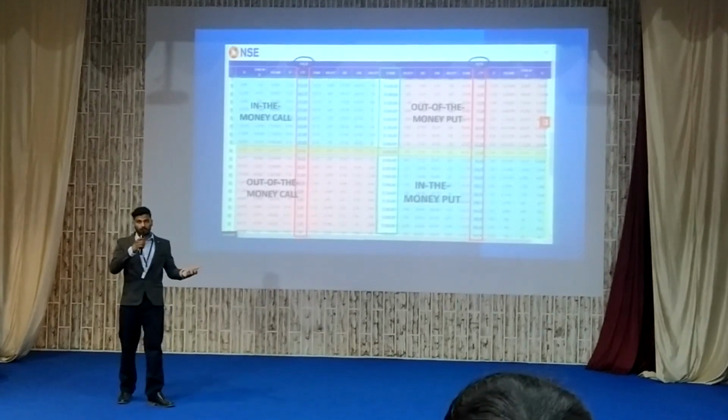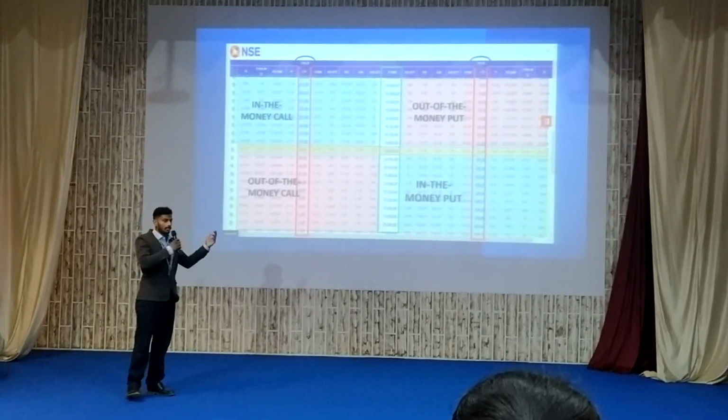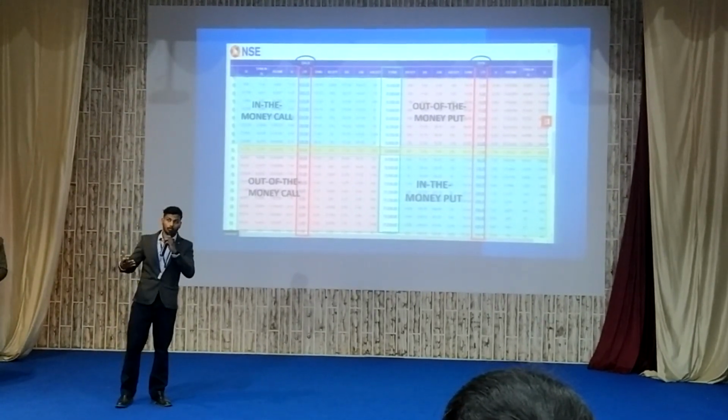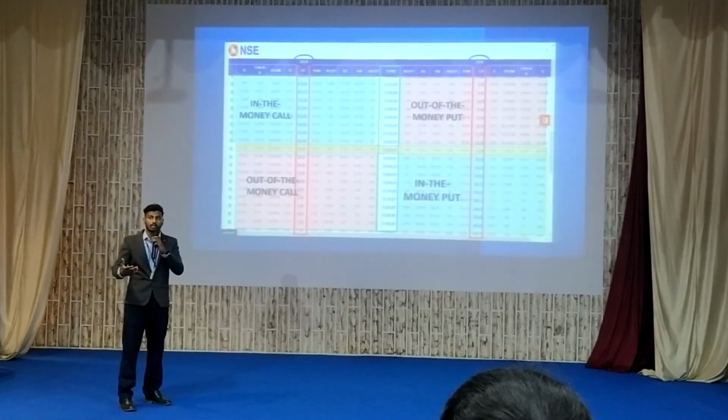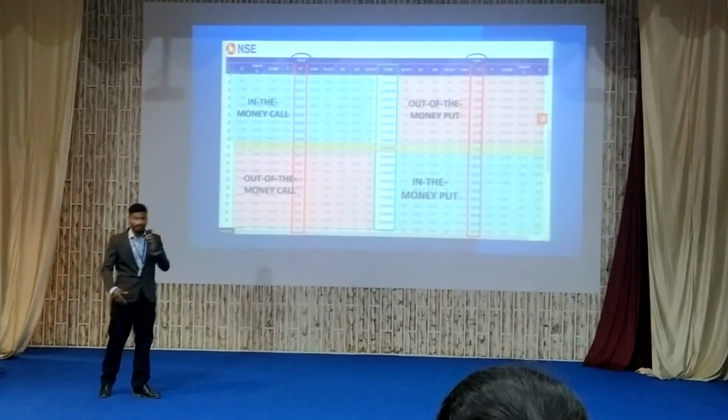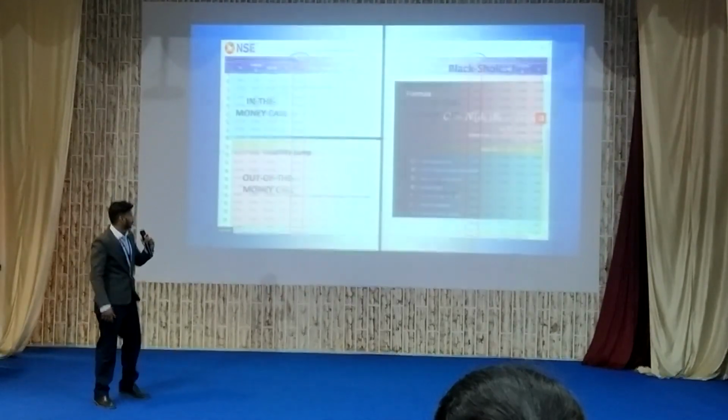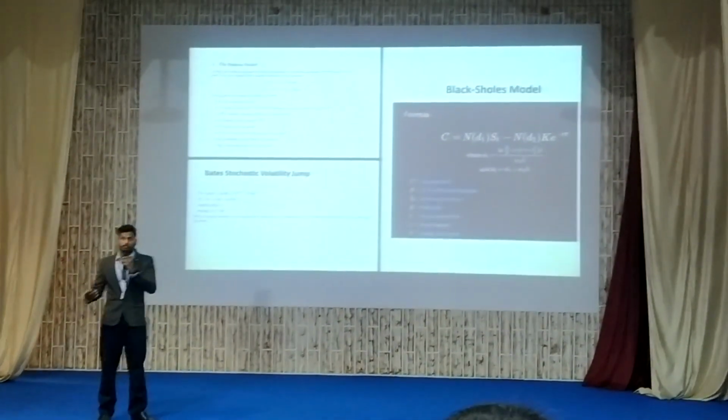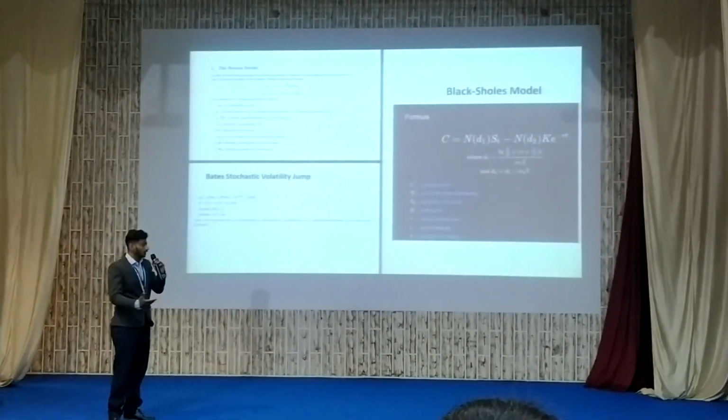And options have two different types. It's called out of the money and in the money. I would really love to go deeper because I love talking about it, but because of lack of time, I cannot. Next slide, please. Okay, so our paper is basically based on these three formulas.